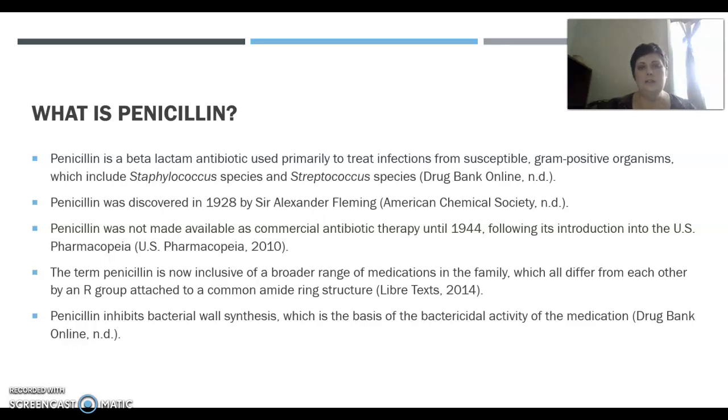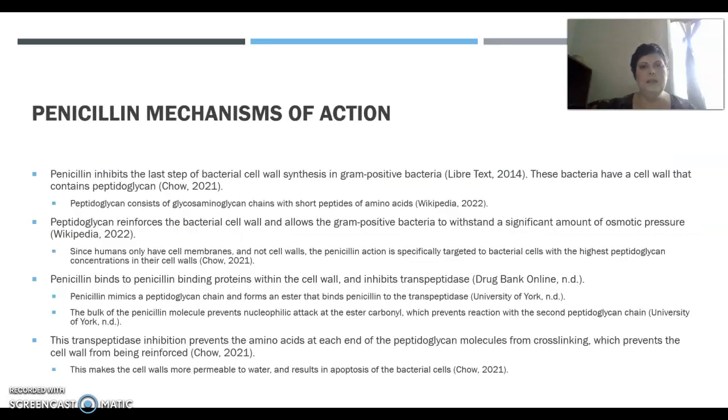Penicillins inhibit bacterial wall synthesis, which is important, and is the basis of their bactericidal activity in treating infections. Now that we know what penicillin is, let's talk about penicillin's mechanisms of action.